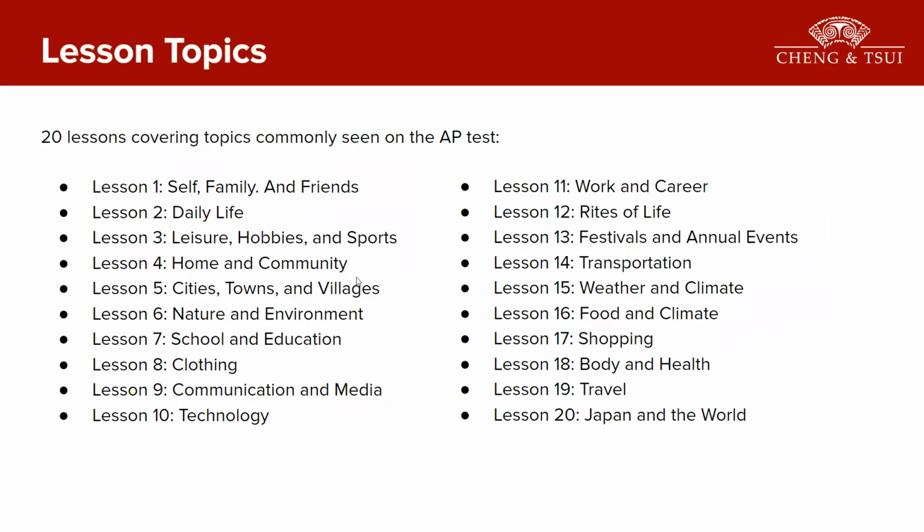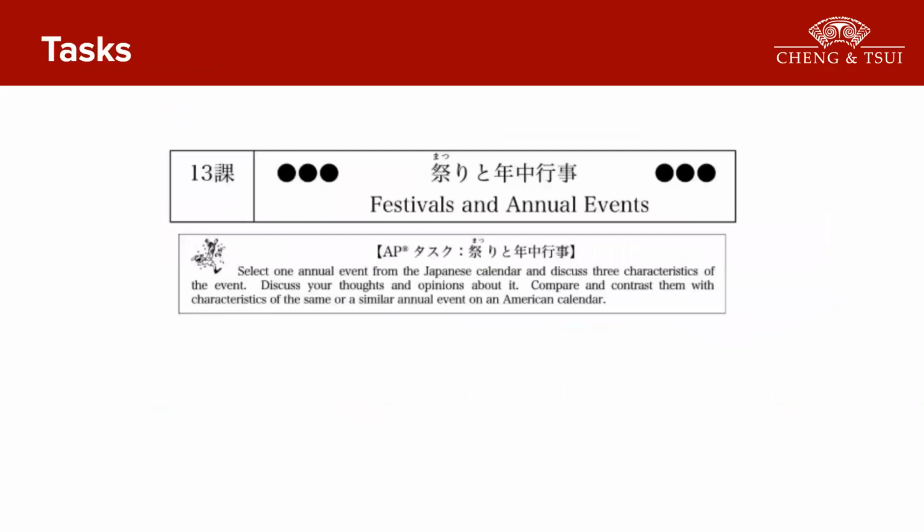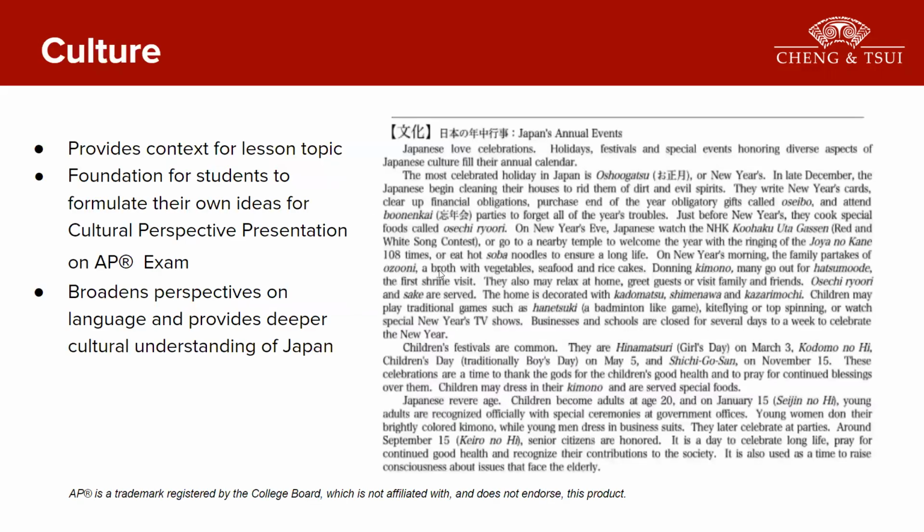Each lesson in Dekiru is devoted to a particular cultural topic that is likely to be on the AP exam. Teachers may present these topics in any sequence. Each lesson begins with a task. Students can use this task as a guide for expectations. Culture gives context for the lessons and is the foundation for the cultural perspective presentation in the AP exam.